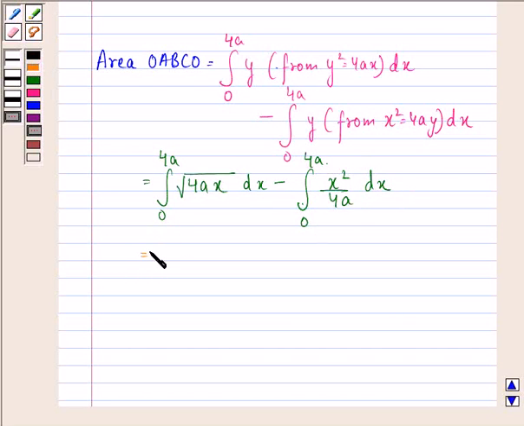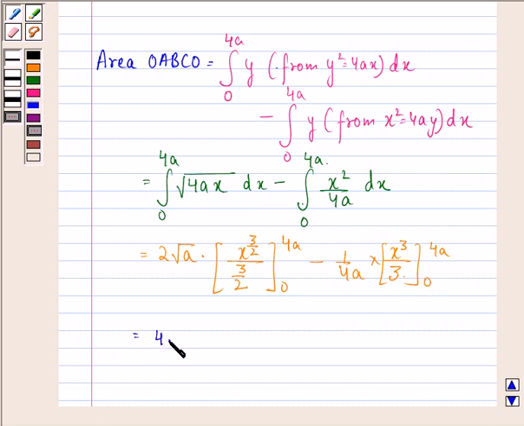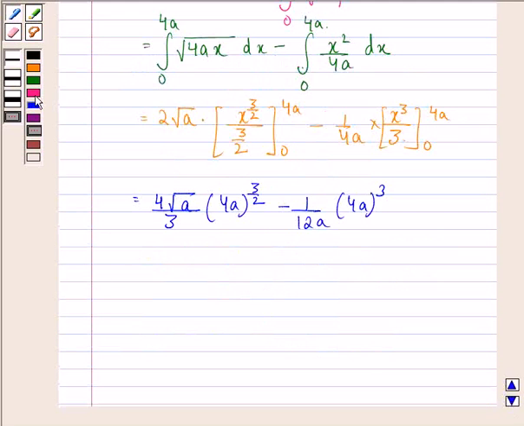that is equal to 2 square root of a. Now, integral of square root of x is x raised to power 3 by 2 divided by 3 by 2, limit goes from 0 to 4a, minus 1 upon 4a into x cube by 3, where limit goes from 0 to 4a. This is equal to 4 into square root of a divided by 3 into 4a raised to power 3 by 2, minus 1 upon 12a into 4a the whole cube, that is equal to 16a squared by 3 square units.